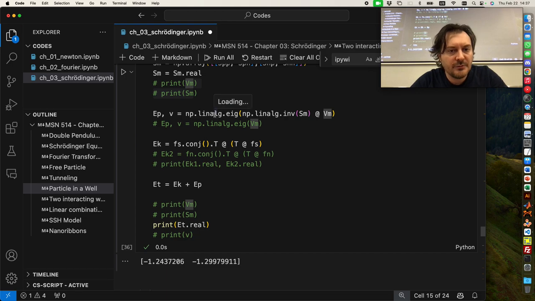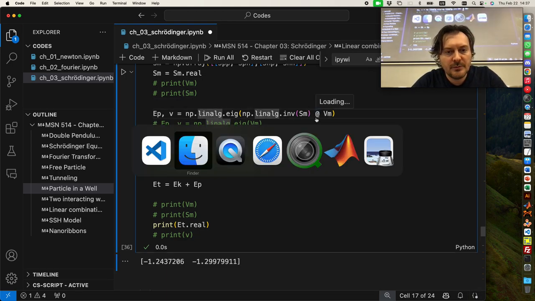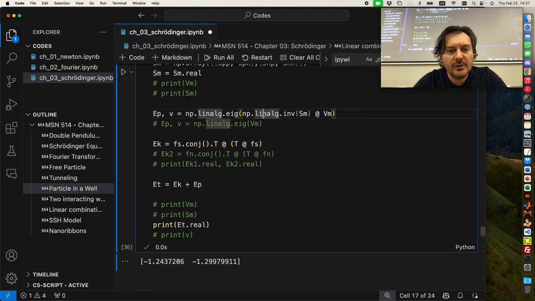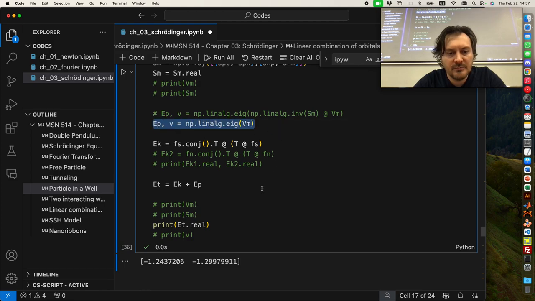There is another way of doing it. You can also ignore this SM, if you remember. That matrix was this matrix. You can just assume that these orbital overlaps are too small to be considered. Then you just have an identity matrix. Then you can just erase that matrix from here. If you do that, you only have this kind of situation.